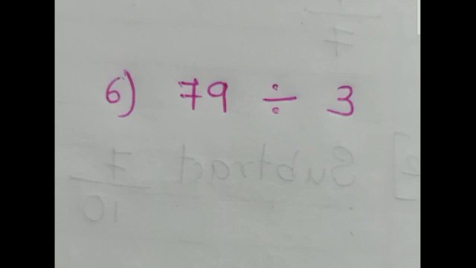Now students, the question is 79 divided by 3. So the dividend is 79 and the divisor is 3. In the dividend you can see the first number is 7. Now is 7 greater than 3? Yes. So you can do the division of a single digit. First you will do the division of 7, then you will do the division of 9. Now how to do that? We will solve the division sum.